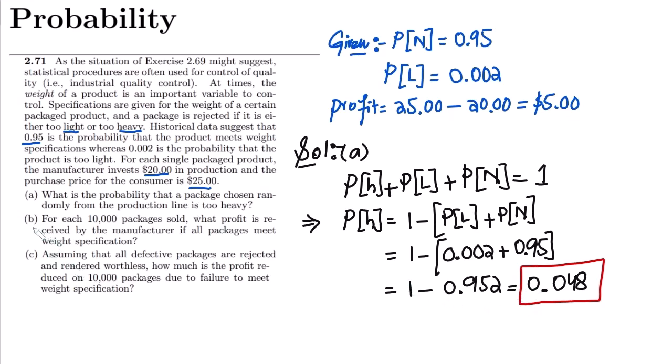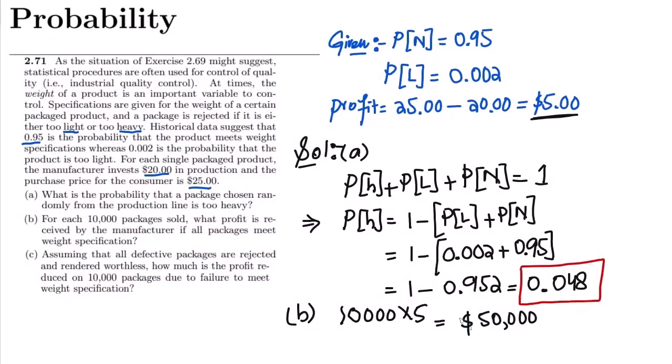Similarly, in order to find the solution of part B, for each 10,000 packages sold, what profit is received by the manufacturer if packages meet weight specification? Okay, so for each package, we have found out the amount of profit which is given here. So now in order to find the total amount of profit for the 10,000 packages, that would be the number of packages, which are 10,000, multiplied by the amount of the profit which we can get for one package, that is $5. So on the basis of it, we will get $50,000.